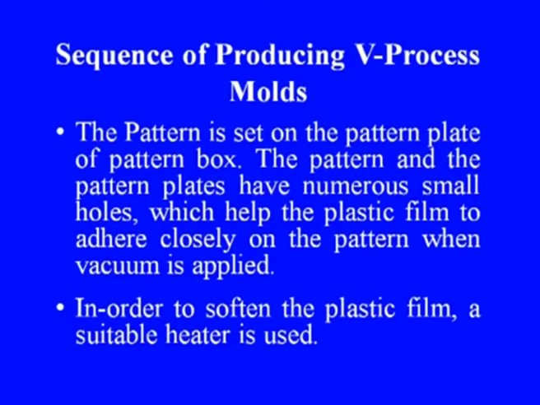Now, let us see the sequence of producing V process molds. First, the pattern is set on the pattern plate of pattern box. The pattern and the pattern plates have numerous small holes which help the plastic film to adhere closely on the pattern when vacuum is applied. In order to soften the plastic film, a suitable heater is used. The pattern is wrapped by a softened plastic film. The suction of vacuum takes place through the vents and the plastic film adheres very close to the pattern.